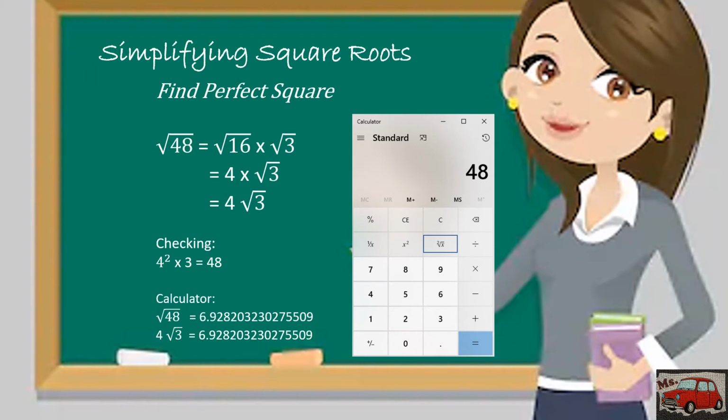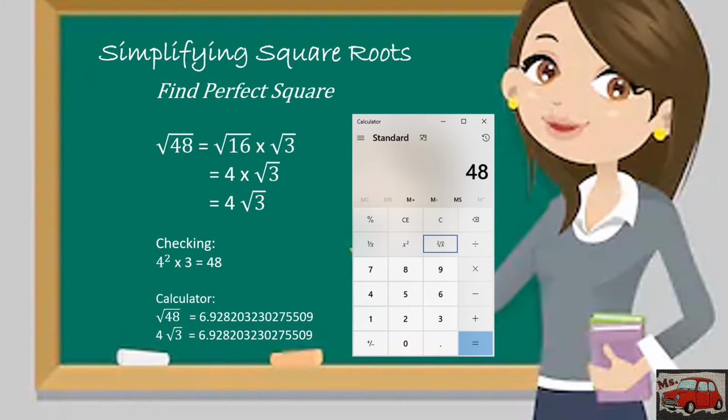Si 16, perfect square siya. So, we need to get the square root of both factor. So, square root of 16 is 4. And then, si 3, hindi naman siya perfect square. So, as is lang siya. And then, when we multiply that, we will just combine them. So, the simplified square root of 48 is 4 square root of 3.